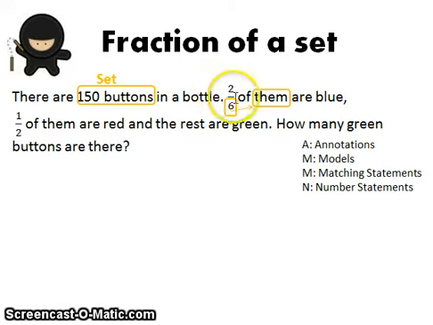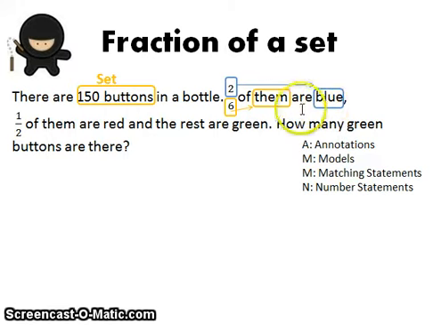Now let's take a look at the numerator. The numerator refers to the number of units of the condition. In this sentence, 2 out of 6 of them are blue. The condition is that they are blue. So these 2 units refer to the number of units of blue buttons in the bottle, which is 2 out of 6. 2 units are blue buttons.